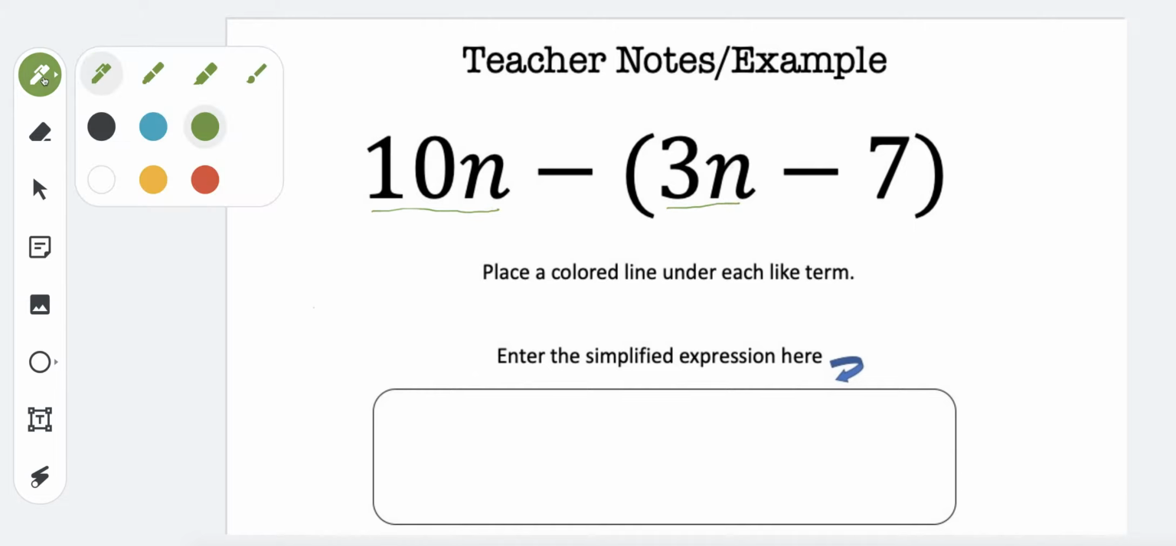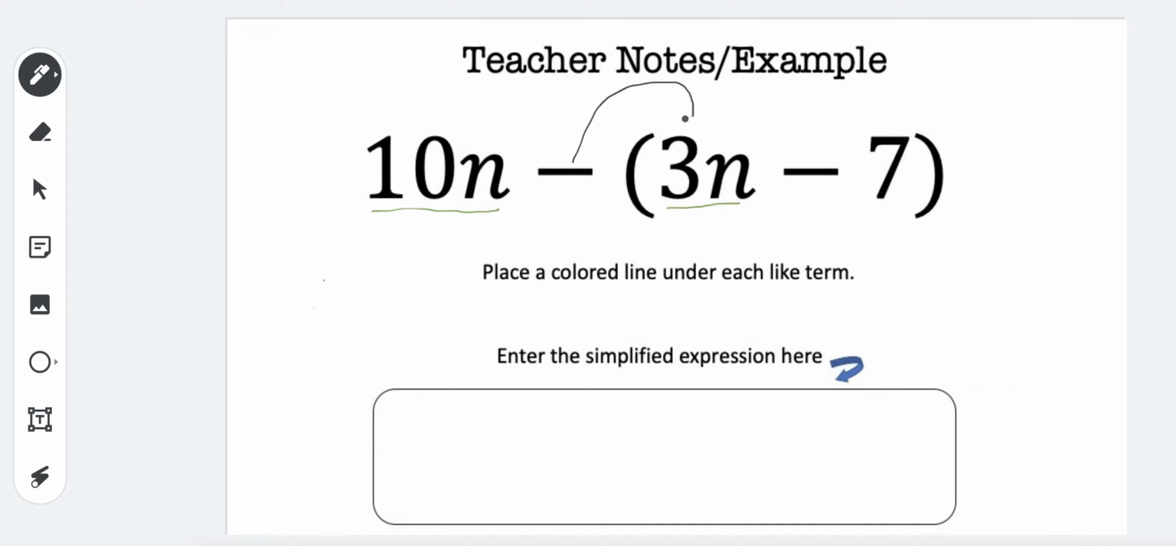But now the key thing about this is we're subtracting what's inside the parentheses from 10n. So really, we're subtracting a 3n, and we're subtracting a negative 7. So I'm going to rewrite it over here. So really, this is going to turn into 10n minus 3n. But then remember, when you subtract a negative, it's the same as adding, so plus 7.